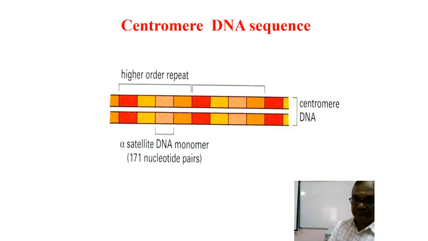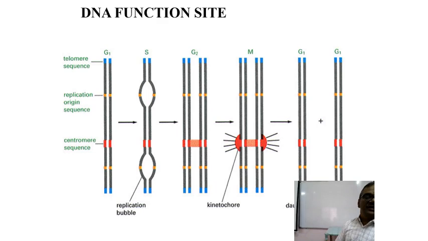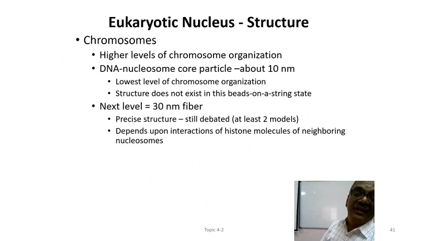So for DNA functional sites, you can see the telomere sequence, the centromere sequence and the replication origin. So ORI is important. You see how the replication bubble is present, then how the kinetochore microfibrils go and attach to that, and then it forms the two daughter cells. So this is just a bubble and how the variations occur. Then the chromosomes we have already seen. For the precise structure, at least two models say that mostly it is DNA and histones, like a bead on a string.